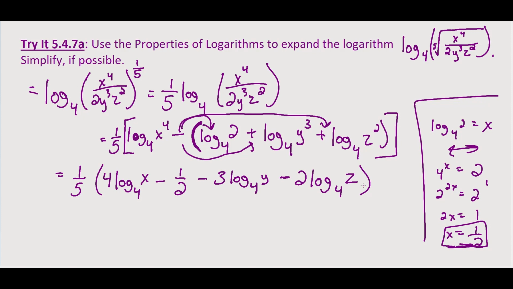So expanding and simplifying log base 4 of the fifth root of x to the fourth over 2y cubed z squared gives us 1/5 times 4 log base 4 of x minus 1/2 minus 3 log base 4 of y minus 2 log base 4 of z.